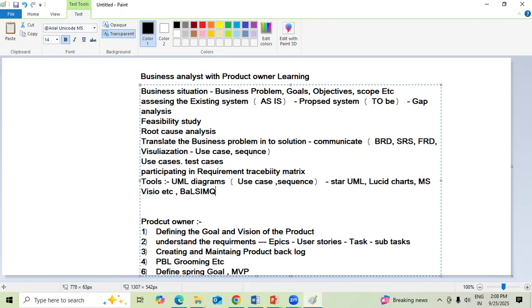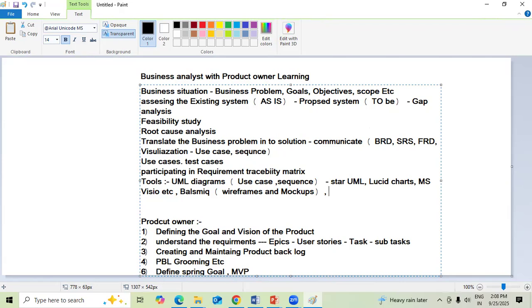Next, Balsamiq we can use. Balsamiq is used for wireframes and mockups. Okay, this tool we use too. This is point one.